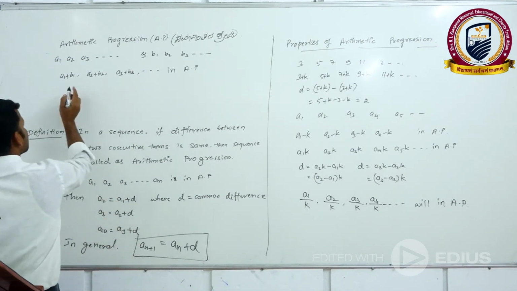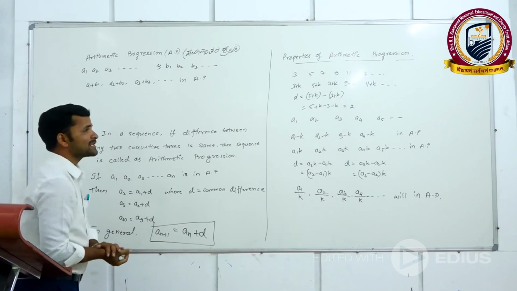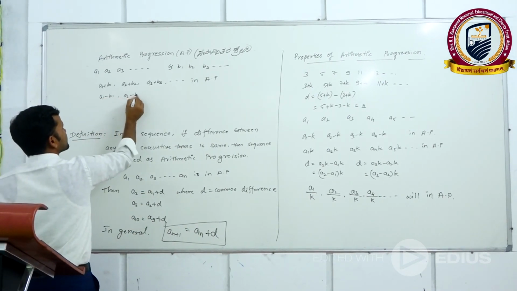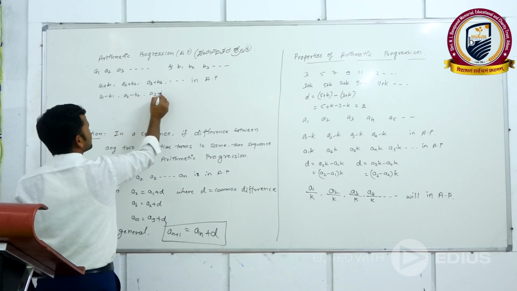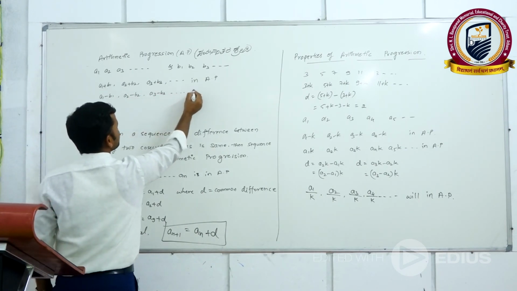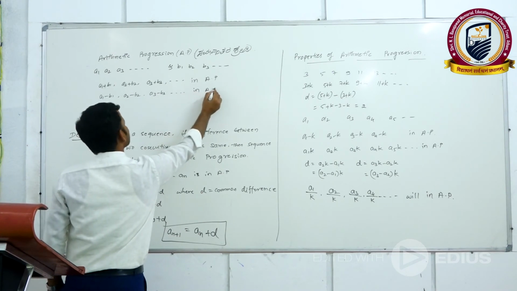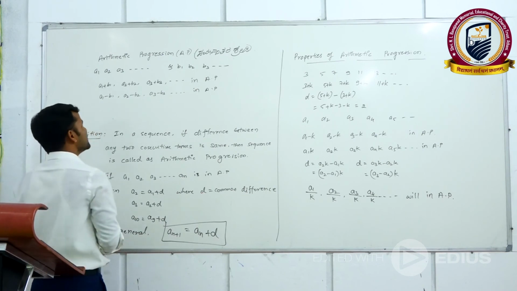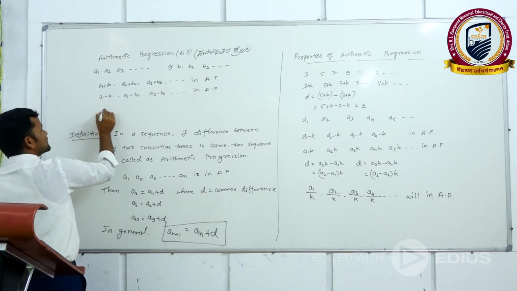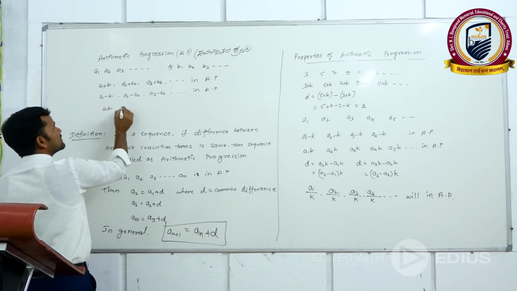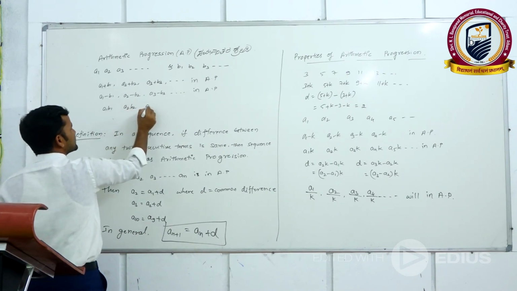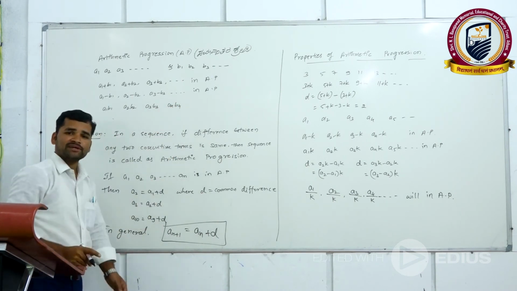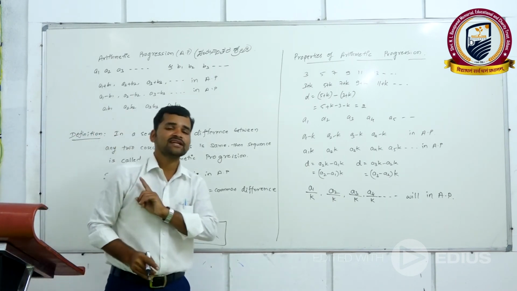Okay, fine. Now if I subtract the corresponding terms, what happens? If we subtract a1 minus b1, a2 minus b2, a3 minus b3, and so on, will it be in AP or not? Yes, again it will be in AP only. And then coming to the multiplication, a1 into b1, a2 into b2, a3 into b3, a4 into b4, will it be in AP? No, it will not be in AP.